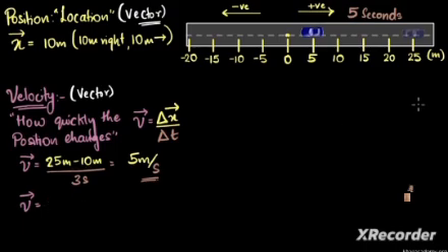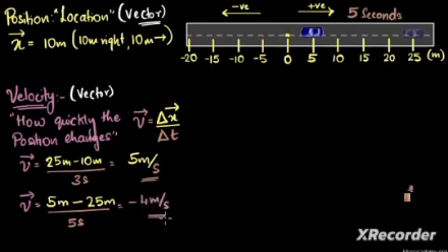So velocity is, let's use the same color, the final position minus the initial position divided by the time taken for that change. And so what will we get? Well, this is 5 minus 25, which is minus 20. Minus 20 divided by 5 is minus 4. So this time I would get minus 4 meters per second.